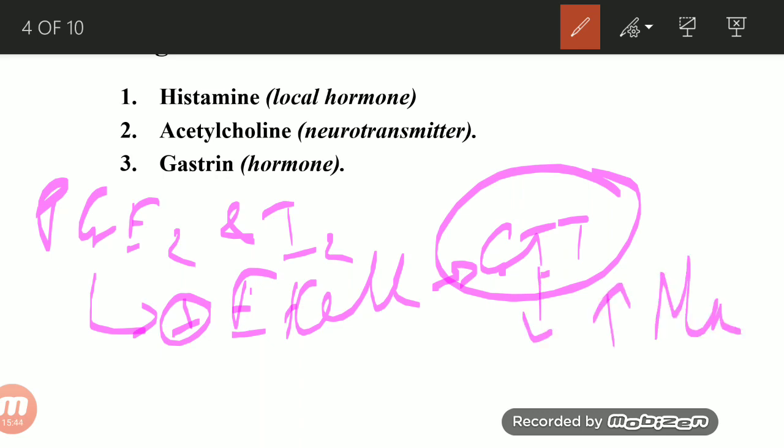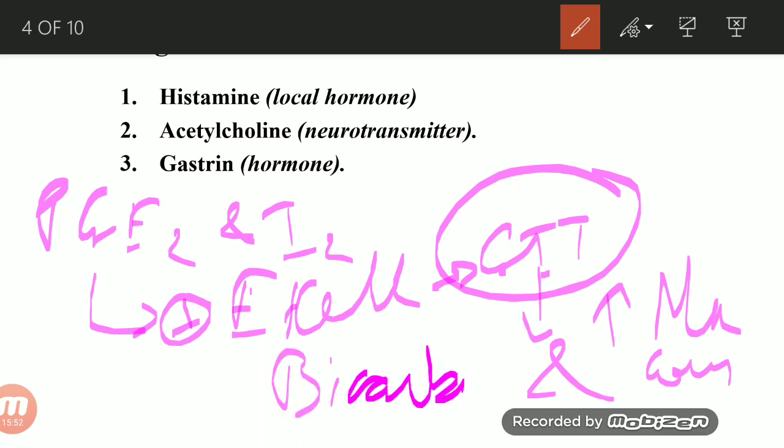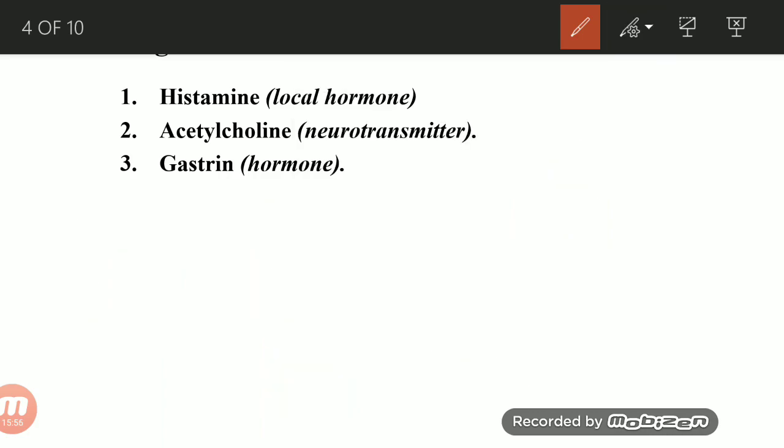So whenever PGE2 and PGI2 go and act on your epithelial cells, it increases your secretion of mucus and increases your secretion of bicarbonate ions. Okay, you have your epithelial cells lining your GI tract. So in this case, in your stomach as well.